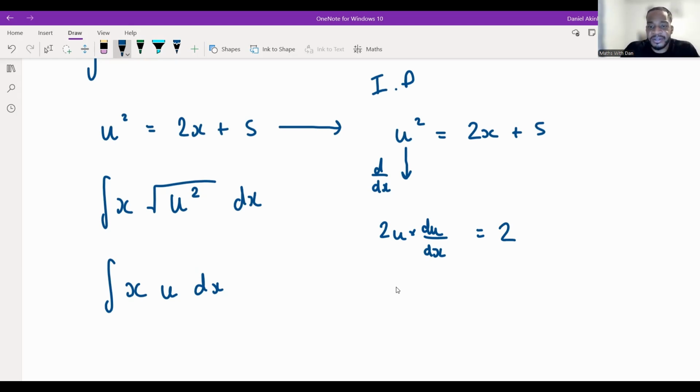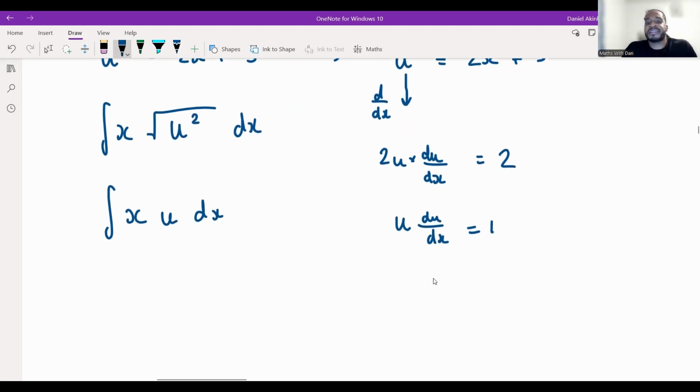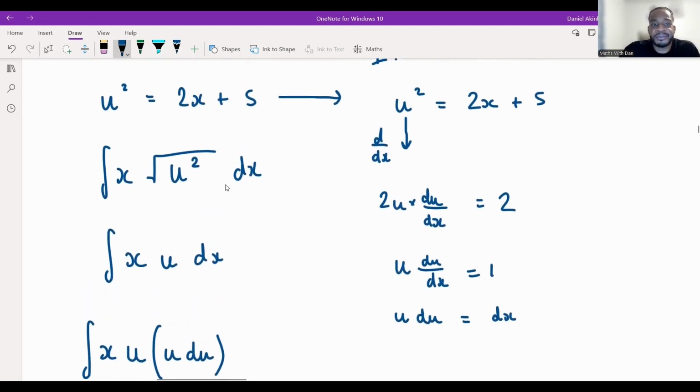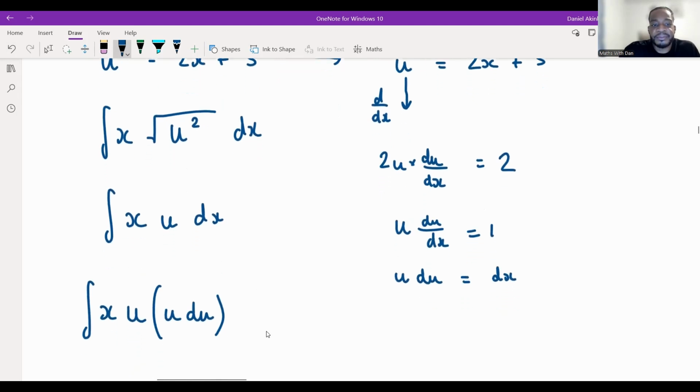Let me just tidy it up. I can divide by the 2s, so it becomes u du over dx is equal to 1. That means that dx is just u du, isn't it, if I times by that. So I can put this in there. It becomes x, and then u, and then dx, which is u du. Does that make sense so far, guys? Just before I continue? Yeah?